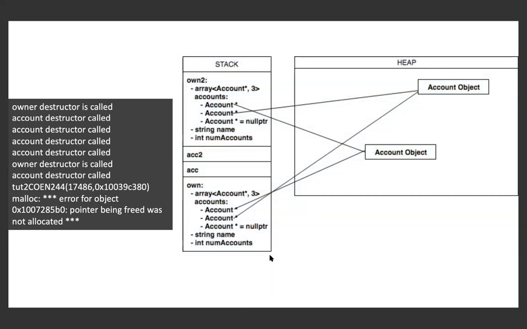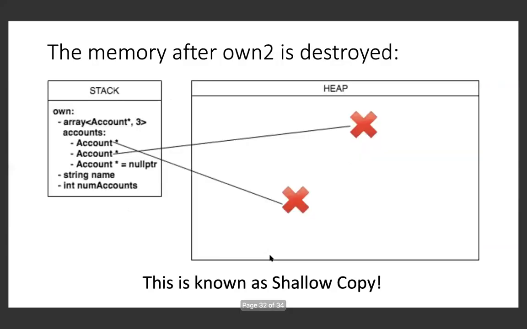Now, how do we fix this problem? So this is basically the look of the memory when we are trying to delete owner or destruct owner, pop it out of the stack and destroy it. These pointers are still pointing to somewhere in the memory, but there are no objects there because we've already freed them when we destroyed owner 2.